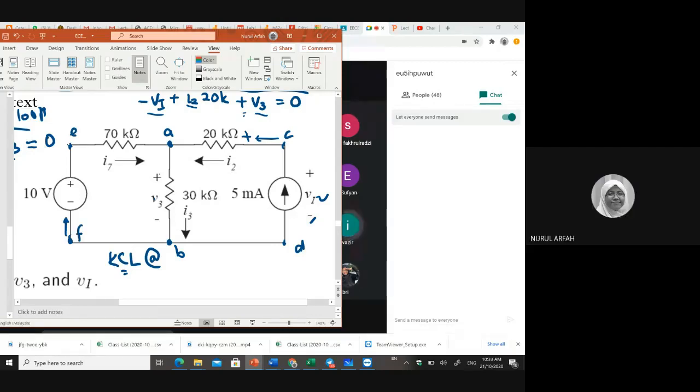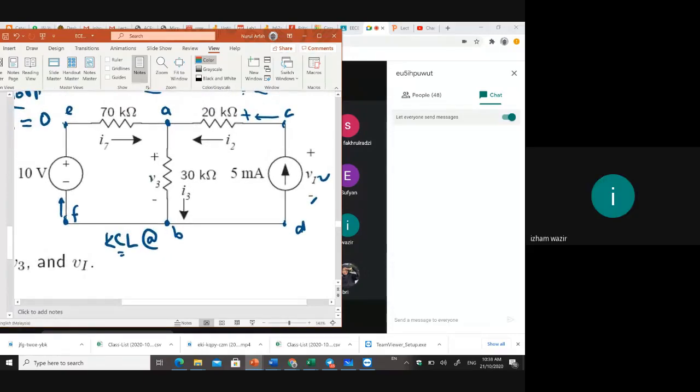Let's see. If A, then how many currents are into A or leaving A? Two. Are you sure only two? Two currents into A, and one leaving, I3. Okay, good. And then can we solve this or not yet?